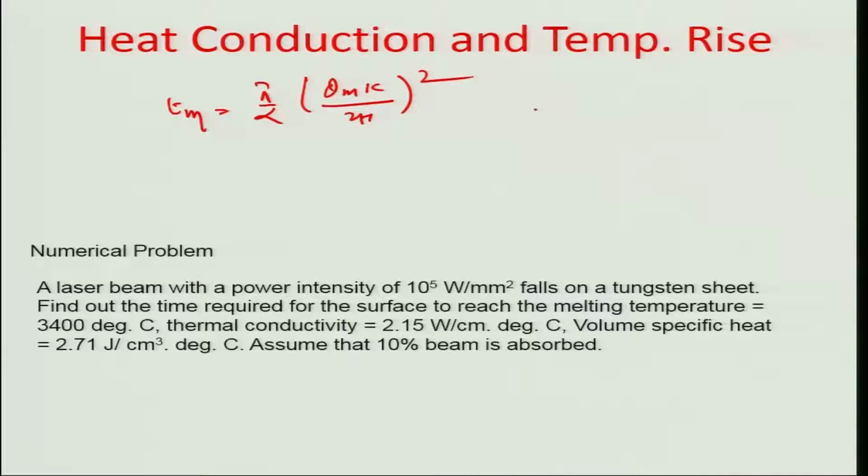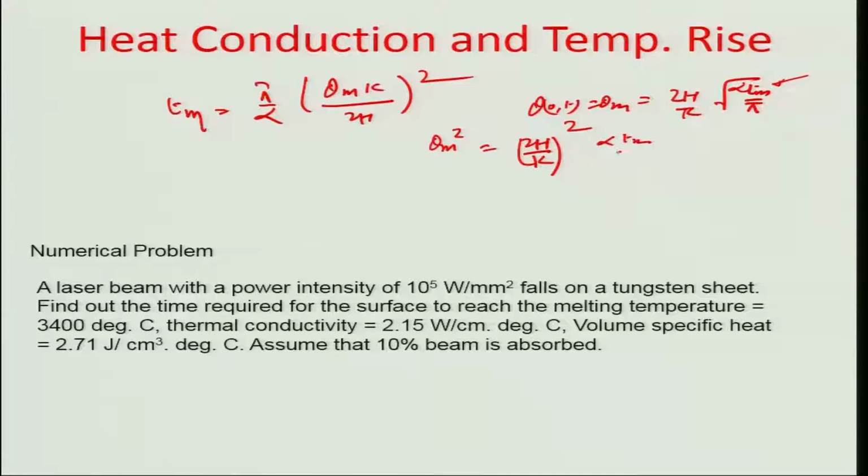This is actually borrowed from the earlier illustration. Theta at 0,t equal to theta m equals twice H by K root of alpha Tm by pi, the time for temperature to reach the melting point on the surface. So theta m squared becomes twice H by K squared times alpha Tm by pi, and therefore this is an estimate of the time for the beam to dwell on a surface so that theta reaches theta m, the melting point of the material.